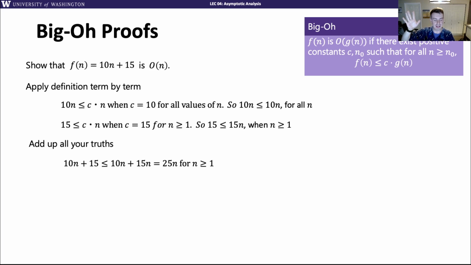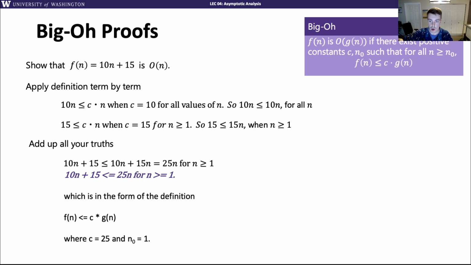Why are we doing all of this? This seems so complex. But I promise, we just proved it. We just showed that 10n plus 15 is less than or equal to 25n for all n greater than or equal to 1. In this example, c is 25 and n0 is 1. We just found two numbers, c and n0, to show that this less than or equal to relationship holds. So we have just proven that f of n in this context is big O of n.